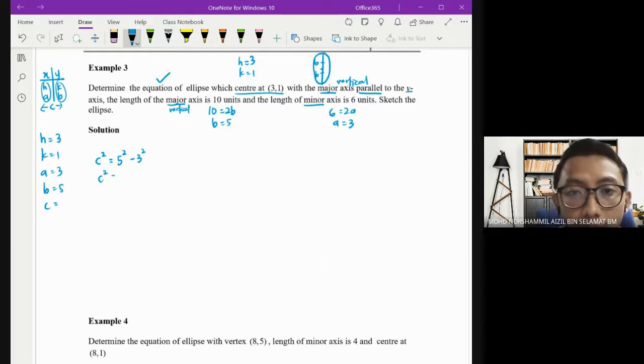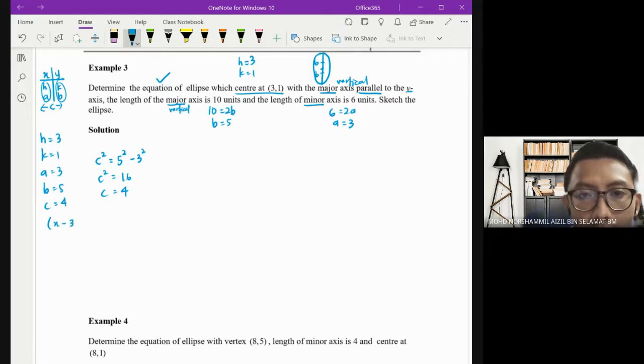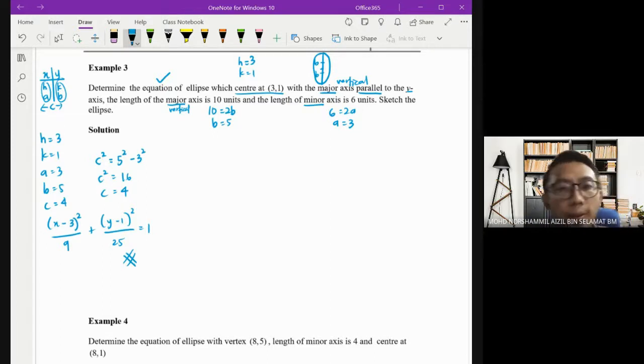Alright, so then let's calculate. 25 minus 9 going to be 16. C equals to 4. So C equals to 4. Dapat semua ni, selesai masalah dunia. So easily we can obtain our equation. So our equation going to be X minus 3 altogether square divided by 9 plus Y minus 1 altogether square divided by B square going to be 25 equals to 1. Is that okay? Boleh tak? Saya terus masuk dalam formula. Boleh? Boleh, sir. Boleh lah. Saya terus masuk dalam formula tu.